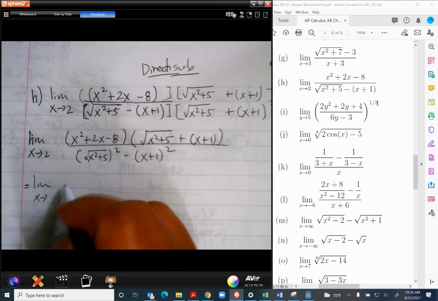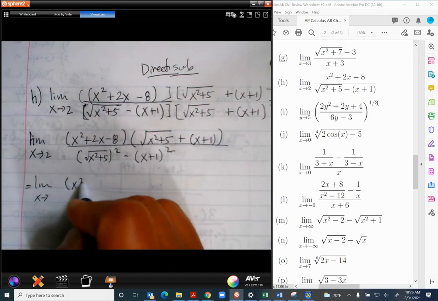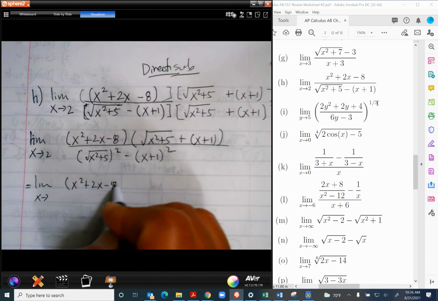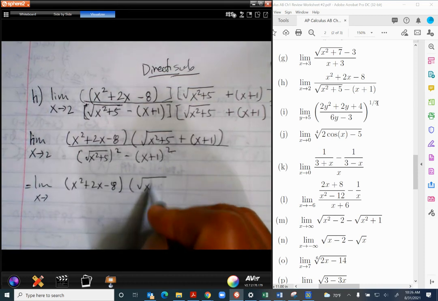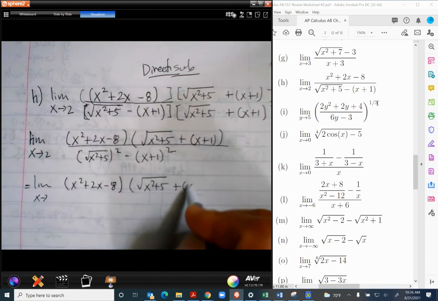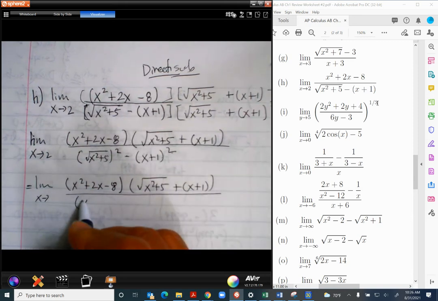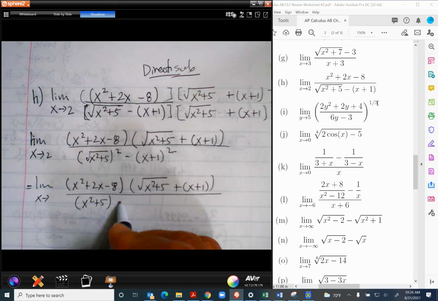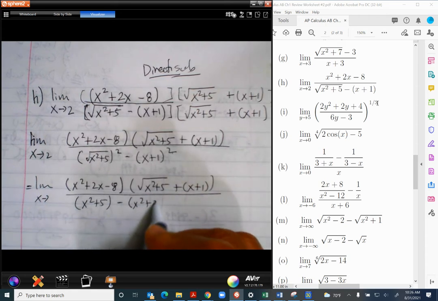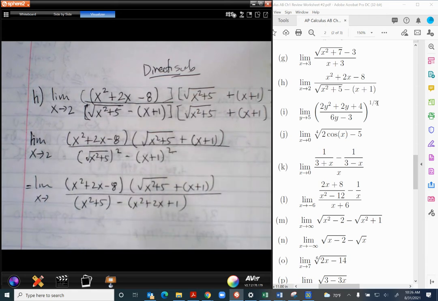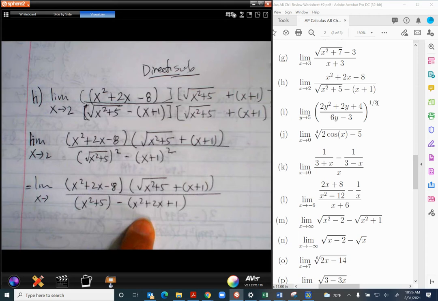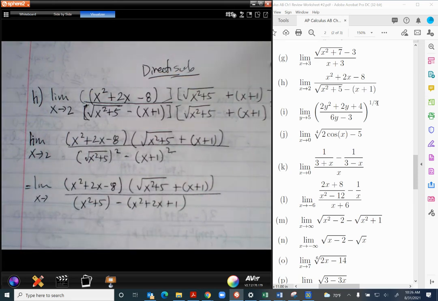Yeah. See, that's excellent. So this is x squared plus 2x minus 8, and then times square root of x squared plus 5 plus x plus 1 all over x squared plus 5 times x squared plus 2x plus 1. That's what I get, but he even did an extra step. He distributed the negative and he said negative x squared minus 2x minus 1. That's what he told me, right? Which is correct.